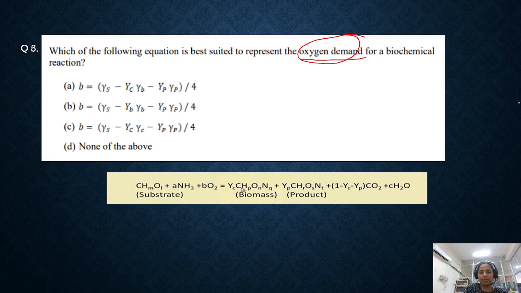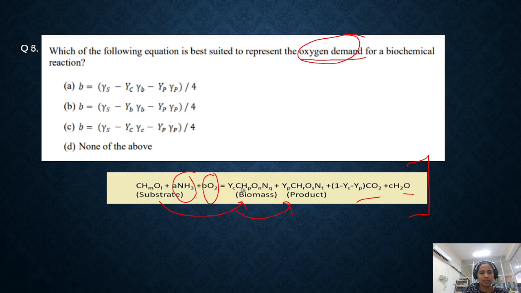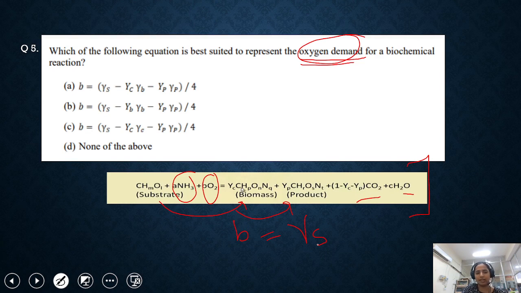So this is the balanced chemical reaction in which a substrate is converted to product and some biomass is produced, and CO2 and H2O are also produced, and here is the nitrogen source and the oxygen that is required. So you can see we are finding this oxygen demand, that is b, we have to find. So how do we find that? Gamma of substrate. What is this gamma? Gamma is the degree of reduction.